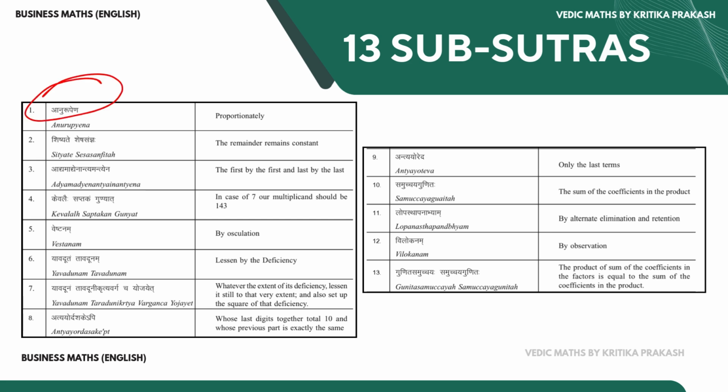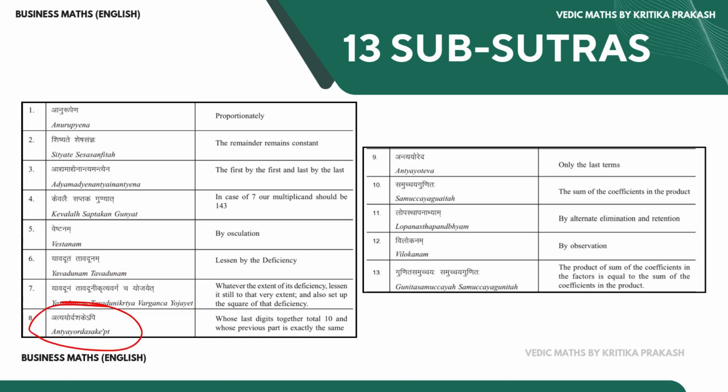So the first one is related with the proportionality. Second one is related with the remainder remaining constant. Third one is the first by the first and the last by the last calculation. Fourth sutra is representing in case of 7 the multiplicand should be 143. Fifth one is by the oscillation. Sixth one is by the lessen by the deficiency. Seventh one is whatever is the extent of deficiency, lessen it still to that very extent but also set up the square of that deficiency.